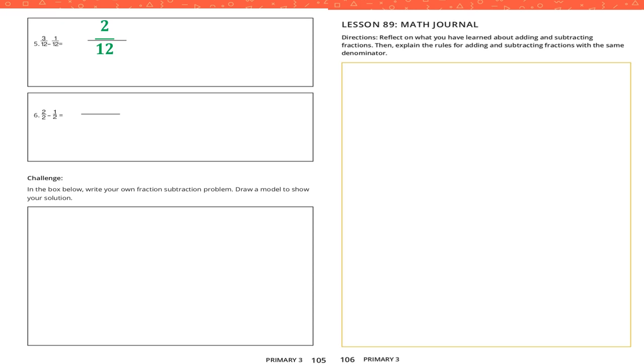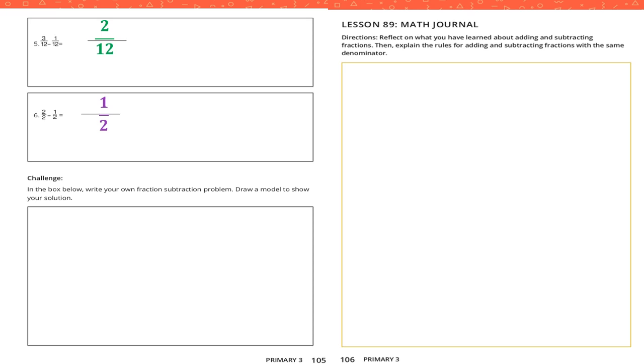Number 6, 2 over 2 minus 1 over 2. Also, put the denominator as it is, 2 down, and subtract up the numerators. 2 minus 1 equals 1. So the result will be 1 over 2.